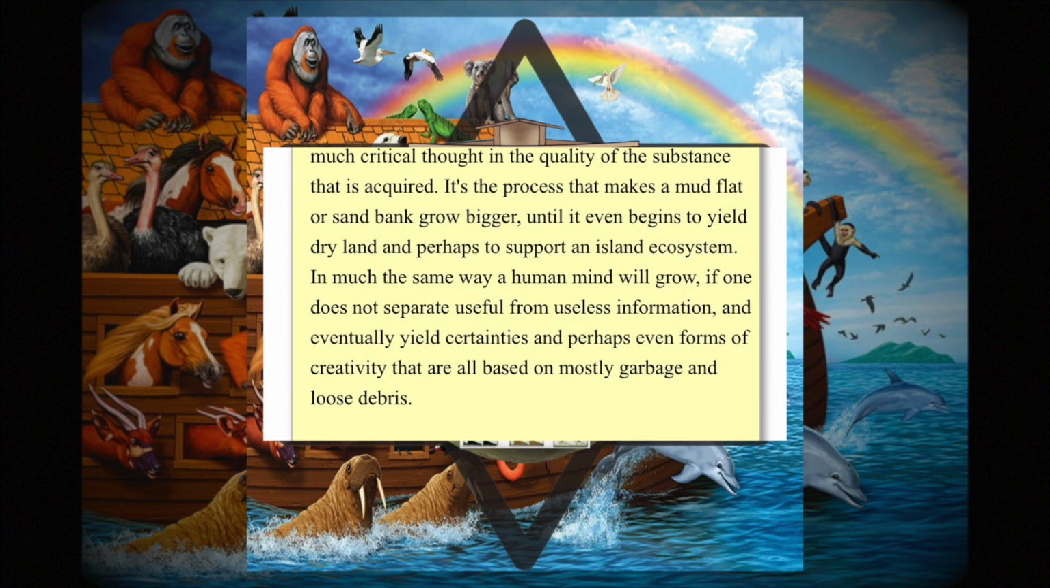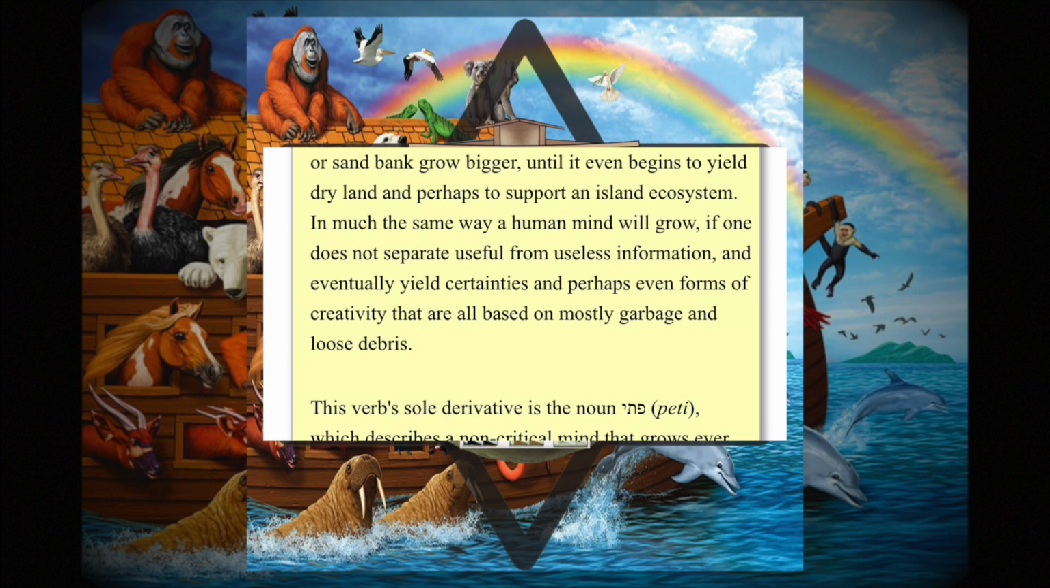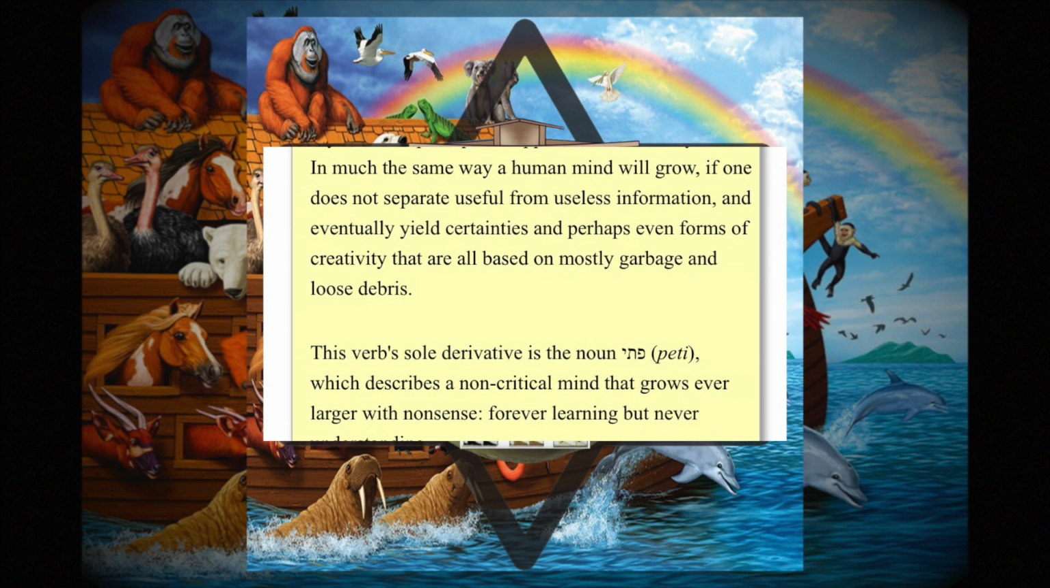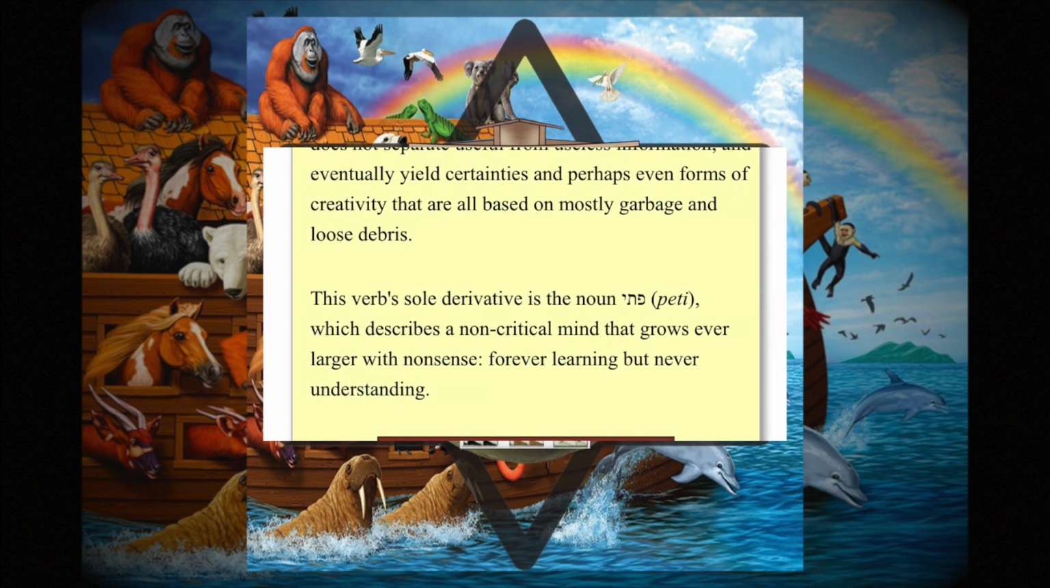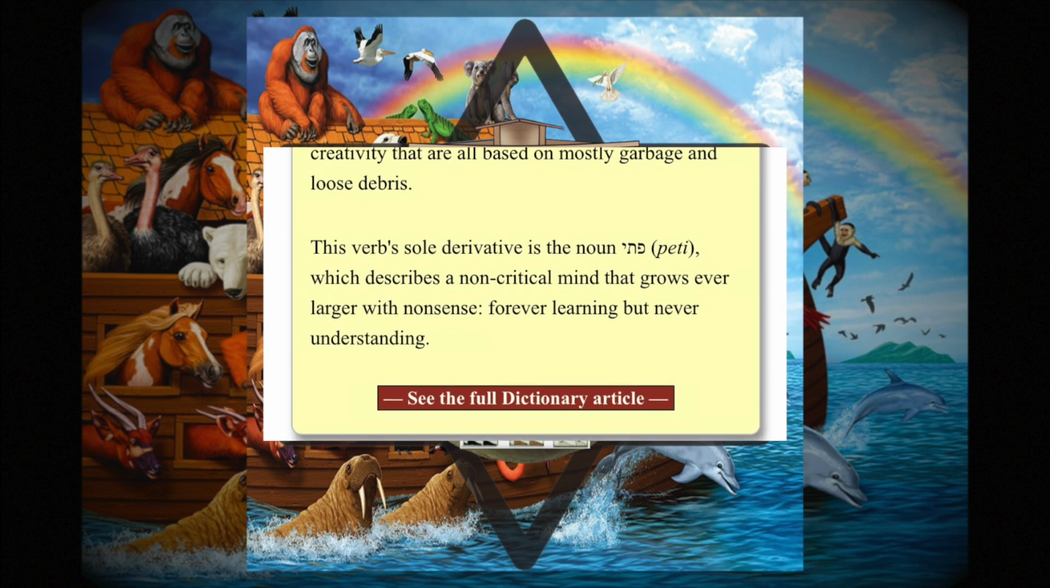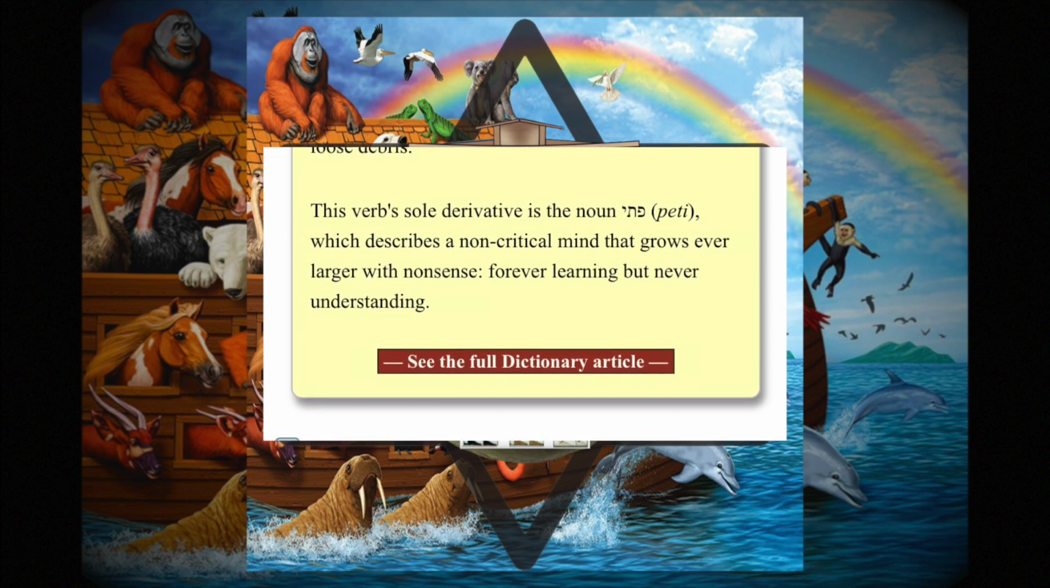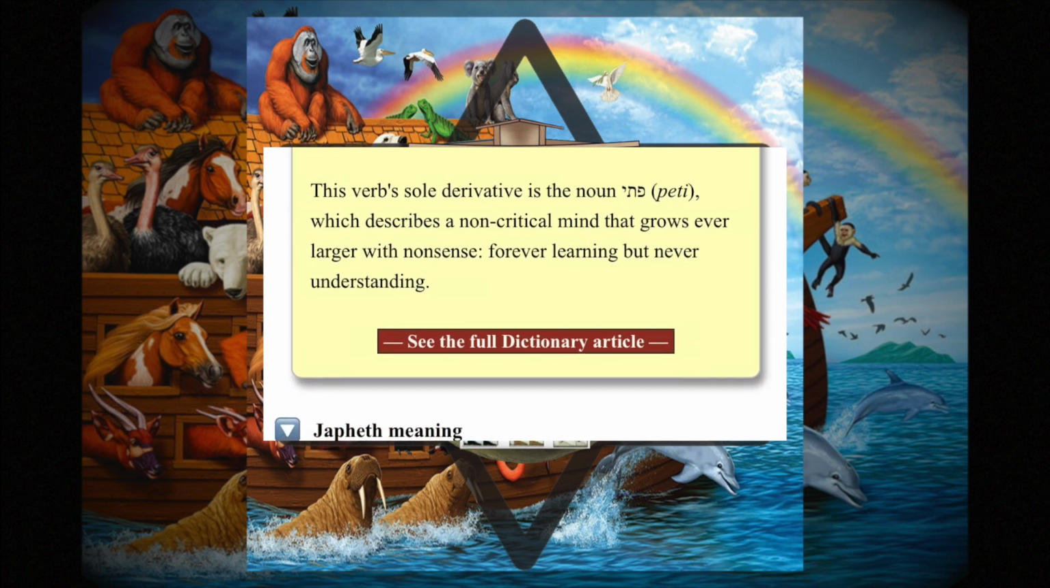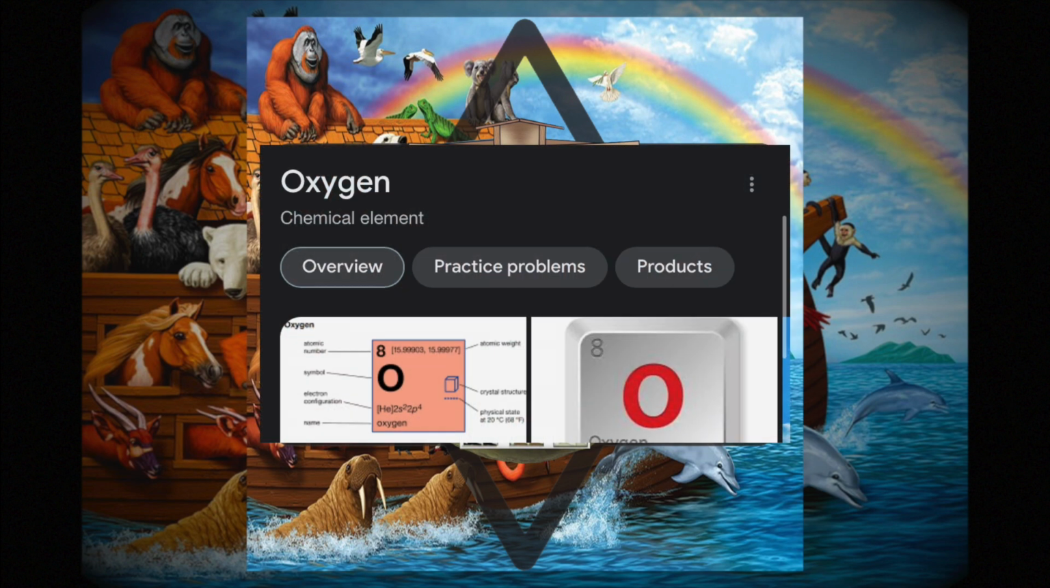In much the same way, a human mind will grow if one does not separate useful from useless information, and eventually yield certainties and perhaps even forms of creativity that are all based on mostly garbage and loose debris. This verb's sole derivative is the noun pethi, which describes an uncritical mind that grows ever larger with nonsense, forever learning but never understanding.